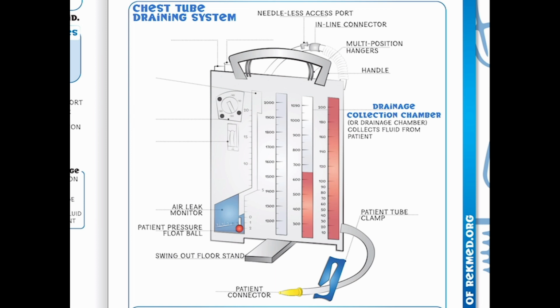So this air leak monitor section allows us to detect and monitor the presence of air leaks from the lungs. So if any air leaks are present, then we're gonna see bubbling present in this air leak chamber. In the beginning of our chest tube insertion, our air is being removed from the pleural space. So we might see more bubbling at the start of it. But as we continue to monitor the chest tube drainage system, we should start to see that disappear.